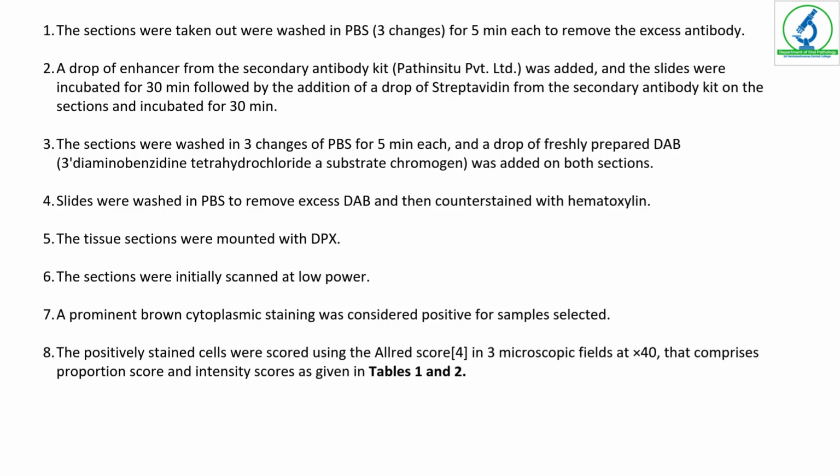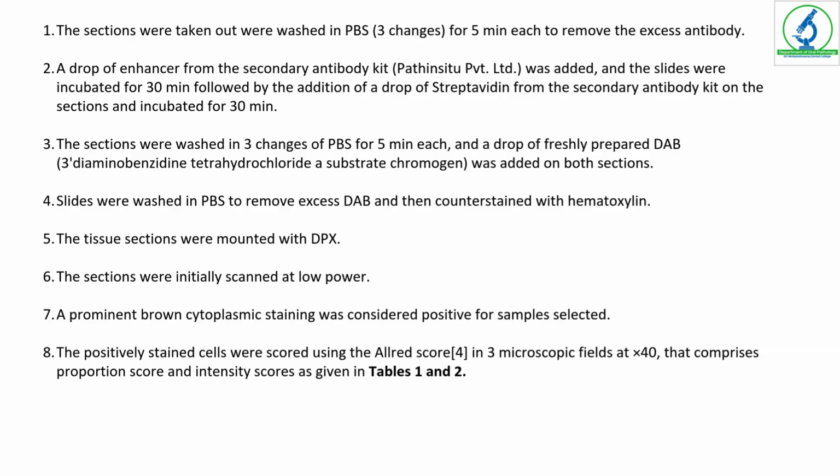The sections were washed in 3 changes of PBS for 5 minutes each, and a drop of freshly prepared DAB, 3,3'-diaminobenzidine tetrahydrochloride, a substrate chromogen, was added on the sections. Slides were washed in PBS to remove excess DAB and then counterstained with hematoxylin. The tissue sections were mounted with DPX. The sections were initially scanned at low power. A prominent brown cytoplasmic staining was considered positive for samples selected.